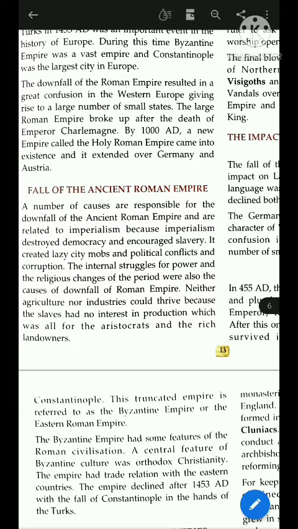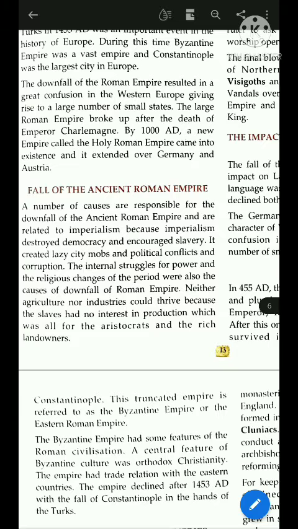The internal struggles for power and the religious changes of the period were also causes of the downfall of the Roman Empire. People were struggling for power, and the religious changes were also causes of the downfall of the Roman Empire.